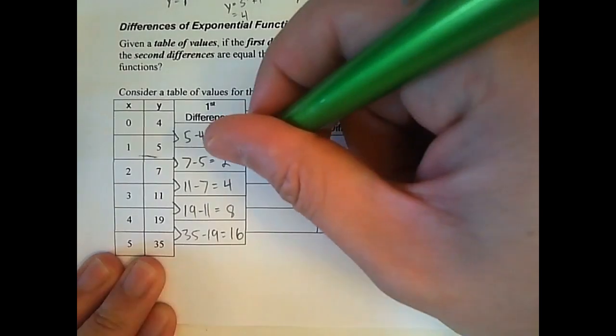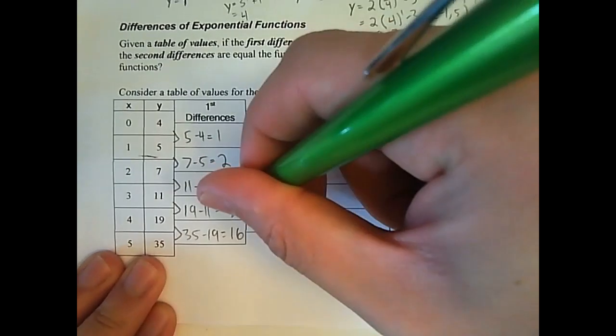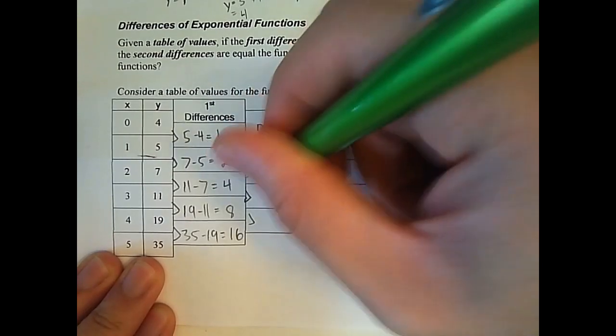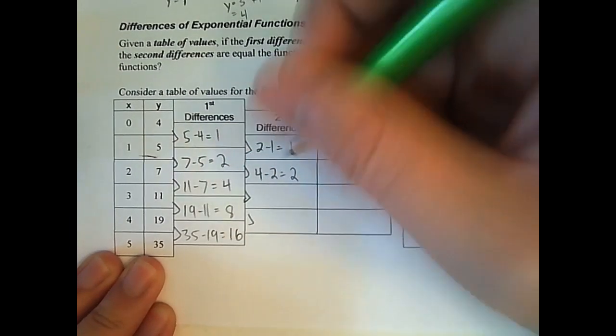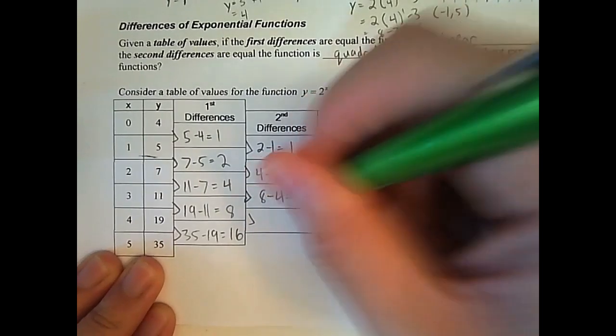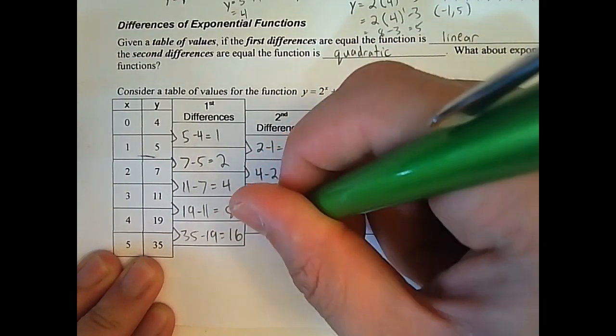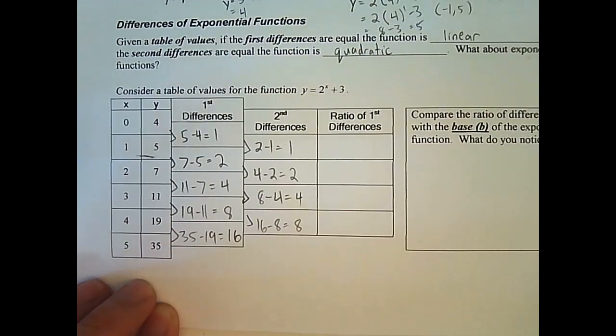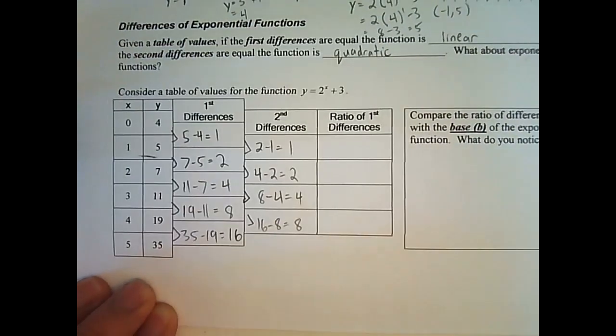If I were to now find the second differences to check if it's quadratic, 2 minus 1 is equal to 1, 4 minus 2 is equal to 2, 8 minus 4 is equal to 4, 16 minus 8 is equal to 8. So this is not quadratic either.